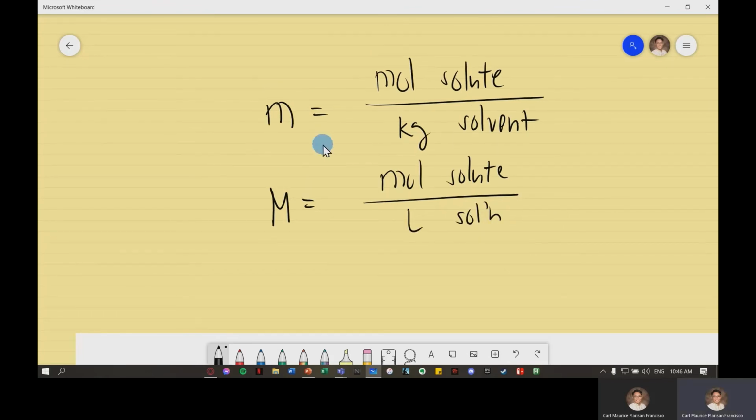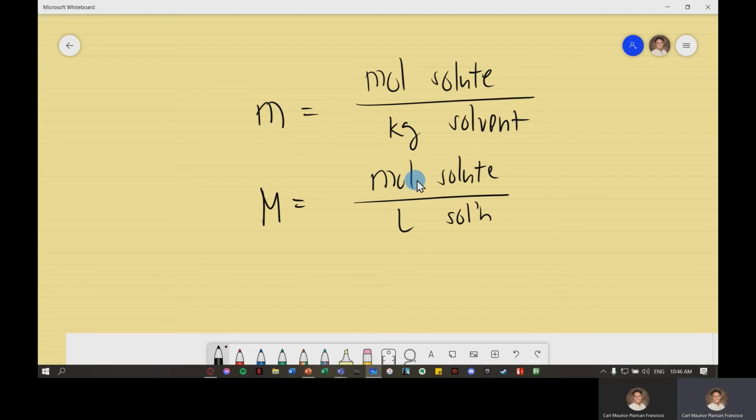For molality, moles of solute all over kilogram of solvent. For molarity, moles of solute all over liter of solution. The only difference between the two is their denominator. The unit for molality is small letter m, or molal. The unit for molarity is capital M, or molar. Small m, molality, molal. Capital M, molarity, molar.